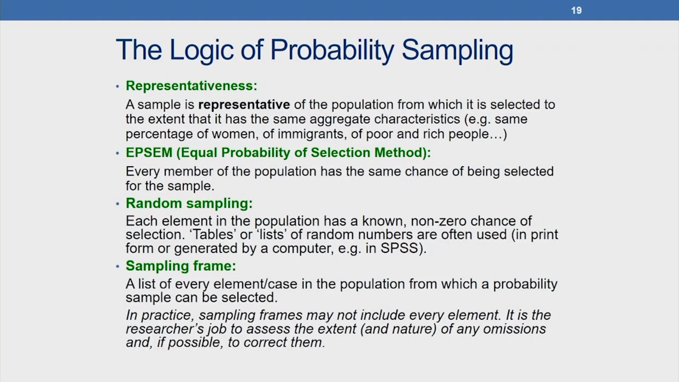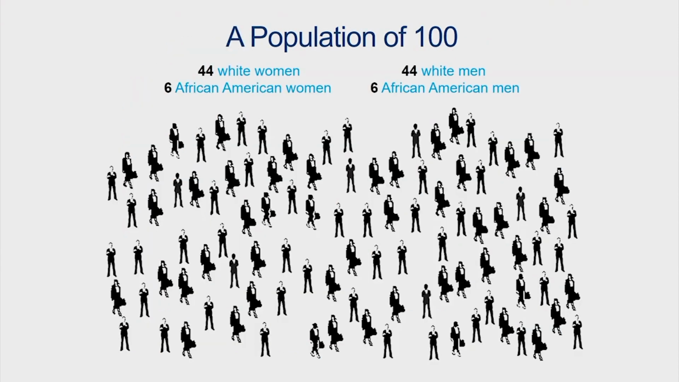So, it is a list of every element or case in the population from which a probability sample can be selected. And in practice, sampling frames may not include every element. It is the researcher's job to assess the extent and nature of any omissions and, if possible, to correct them. Let us look at this population.